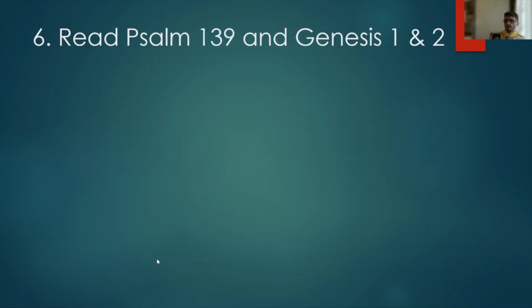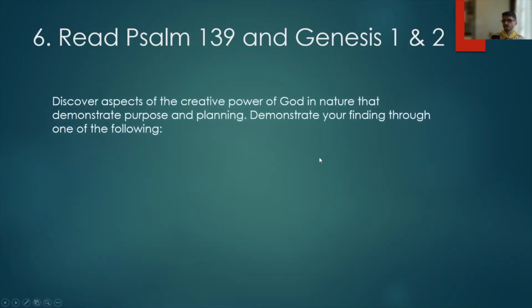Now, requirement number 6: read Psalm 139 and Genesis chapter 1 and chapter 2, and discover aspects of the creative power of God in nature that demonstrate purpose and planning. Demonstrate your finding through one of the following. So basically, you need to read Psalm 139 and Genesis chapters 1 and 2 and find the intelligent design, God's plan behind the creation.